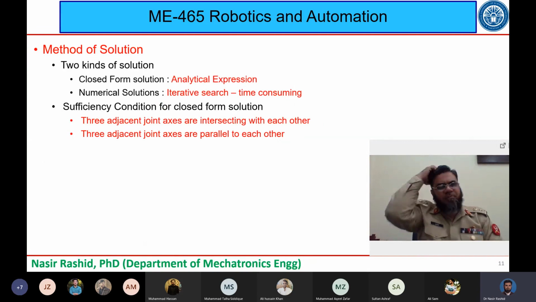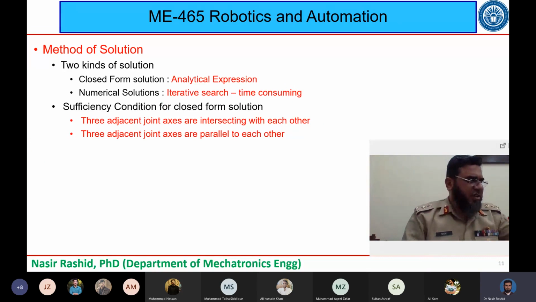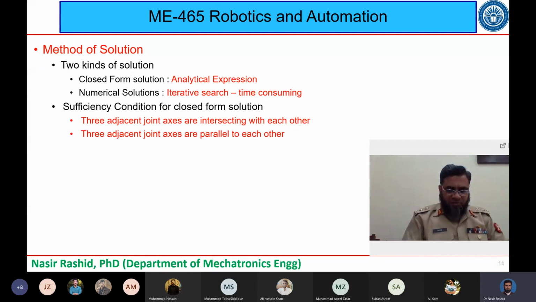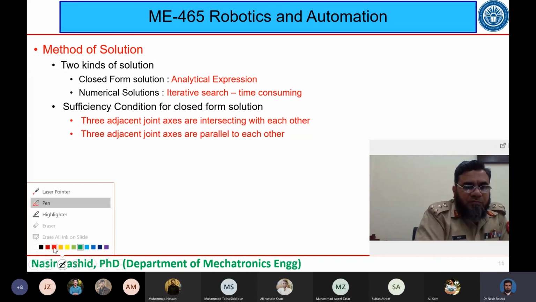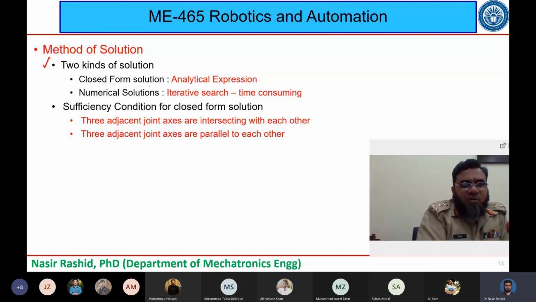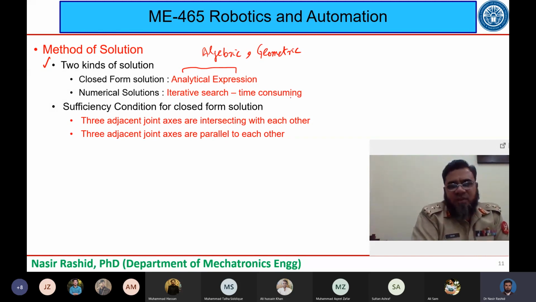Okay, let us move forward and then I will talk about some methods of solutions, which we discussed in detail earlier. So I will do a little repetition for you again. So there can be 2 kinds of solution. One is the closed form solution. इसको हमने कहा था कि ये एक analytical expression होगा, जो algebraic था और साथ में algebraic के, geometric, ठीक है। और numerical solution जो है वो iterative था और time consuming था.